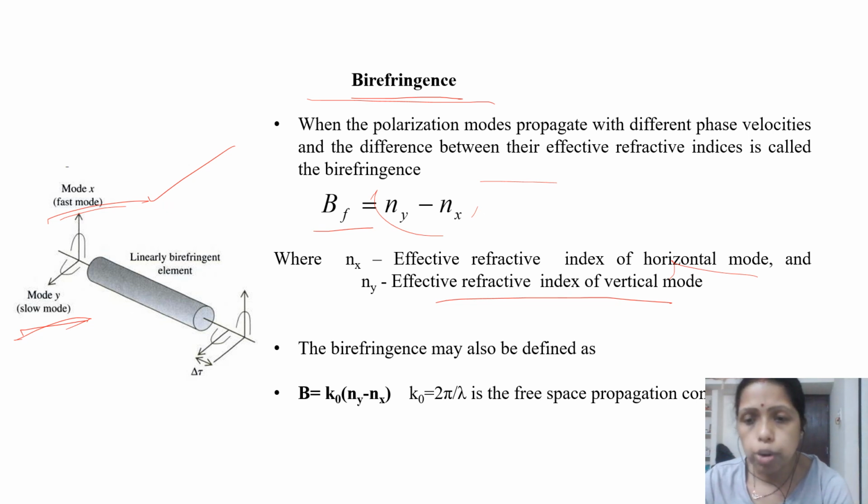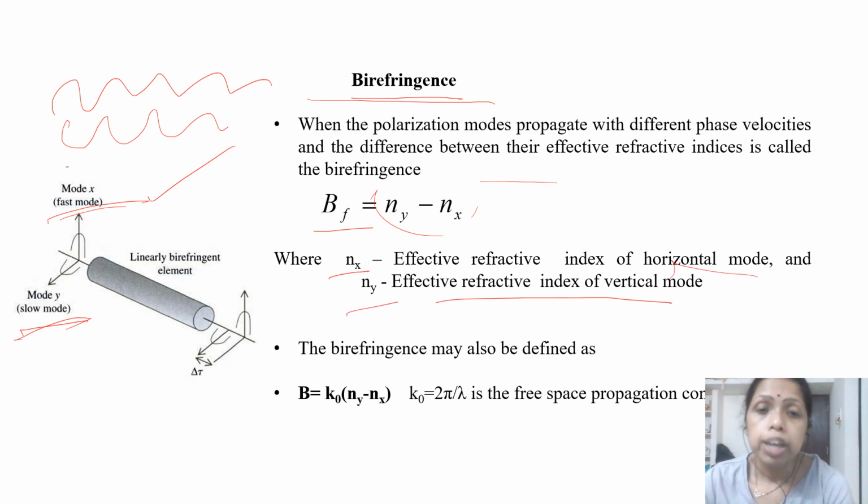I am not going to discuss why it is the fast mode and slow mode. Normally the vertical polarization wave goes fast, but the horizontal polarization wave goes slowly. The velocity is slower due to the change in the refractive index. In isotropic media there is no perturbation inside the media, but in anisotropic media there is perturbation inside the media. Then the velocity of the horizontal mode will be less than that of the vertical mode. So this is called the slow mode and this is called the fast mode.